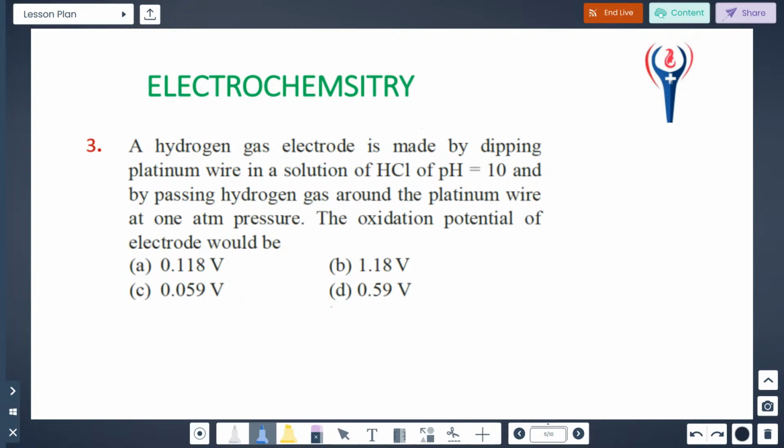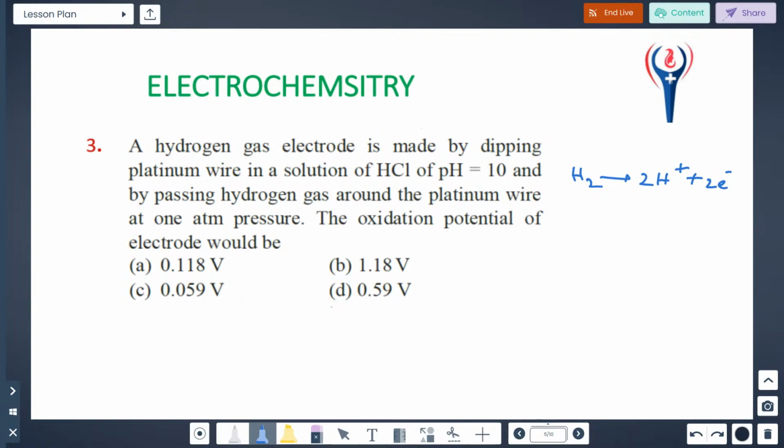So in this, what reaction takes place, you must know. You just remember this one: H2, we are passing hydrogen gas. So it becomes 2H plus 2 electron. When the hydrogen gas goes inside, it becomes 2H plus 2 electron. This is the equation.